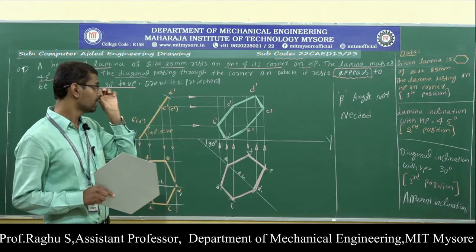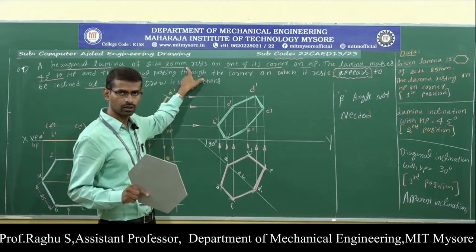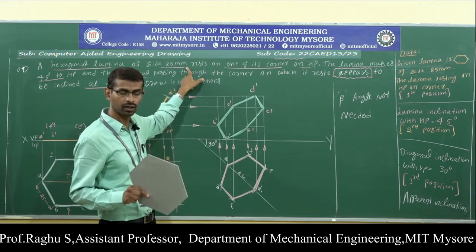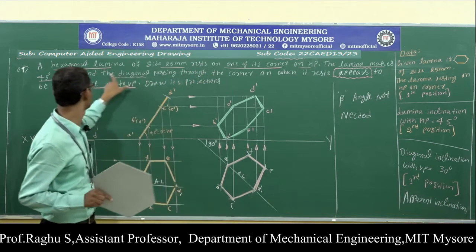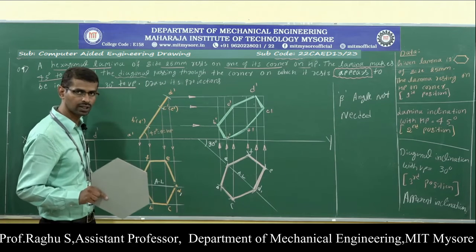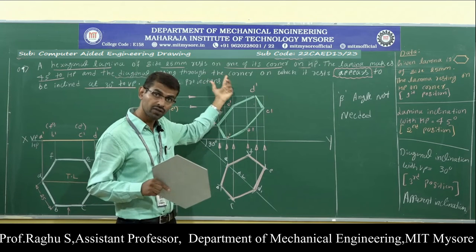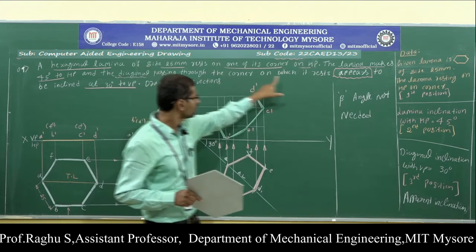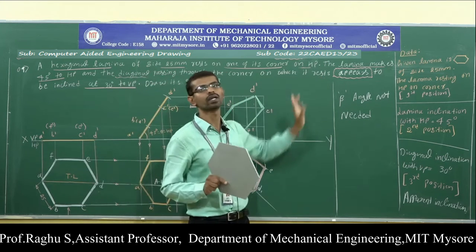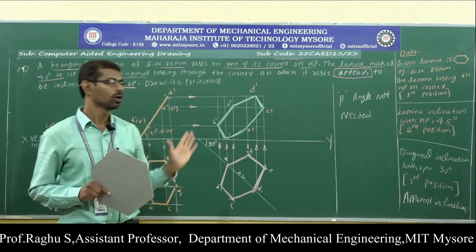The main difference is, here the lamina resting condition is the same: the lamina is resting on HP with one of its corners. The lamina inclination is also the same, 45 degree with respect to HP. But the main difference between this problem and the previous problem is that here the diagonal appears to be inclined to VP at 30 degree. That's all.